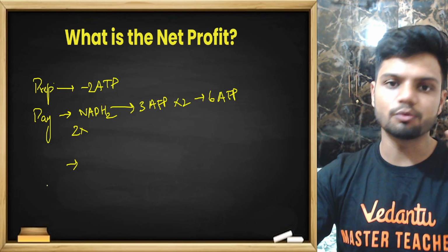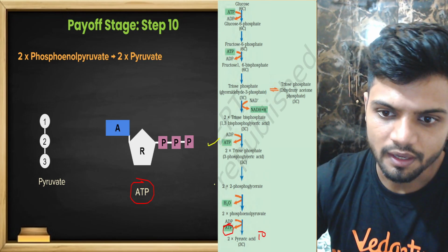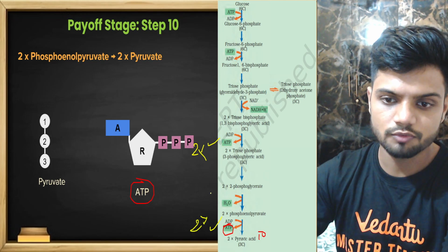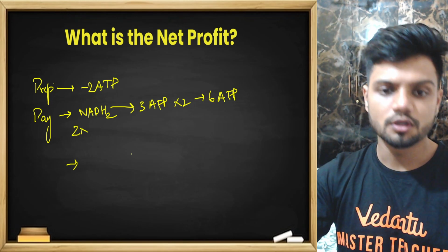In the reaction, you can see only one, basically. In the reaction, you can see 1 here and 1 here. But everything is into 2 now, from this step onwards. So totally how many ATP? 2 on top, 2 on bottom. So 4 ATP.